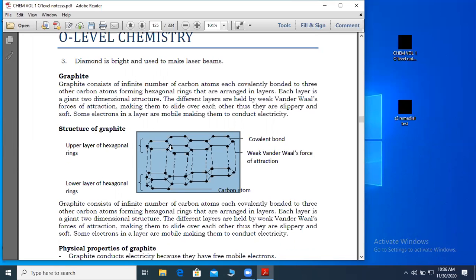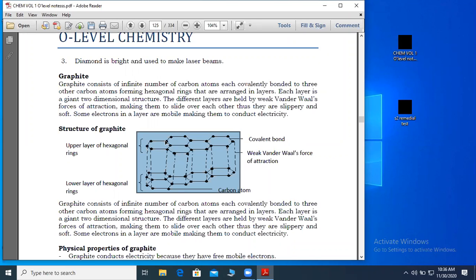When you look at graphite, each carbon atom, like that one where I'm putting my arrow, is bonded to 3 other carbon atoms. Where you see a dot, that is a carbon atom. So this carbon atom is bonded to this one, then it is also bonded to this one, and it is bonded to that one. So in graphite, each carbon atom is bonded to 3 other carbon atoms.